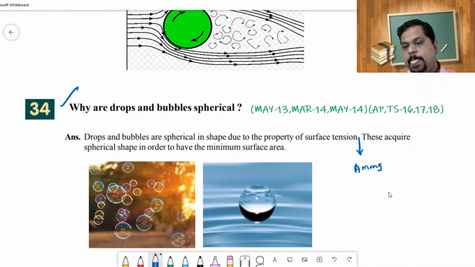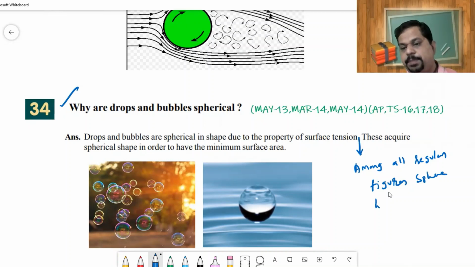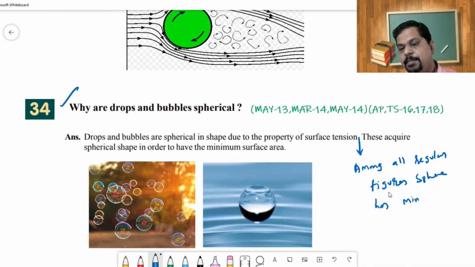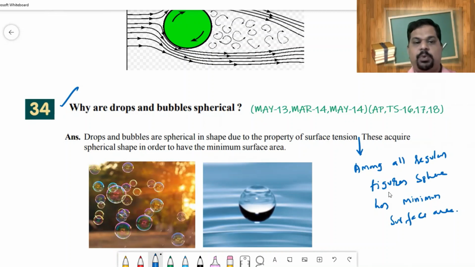Among all regular figures, sphere has minimum surface area. You add this sentence, then you write they acquire the spherical shape.